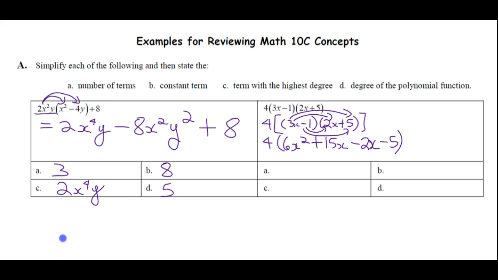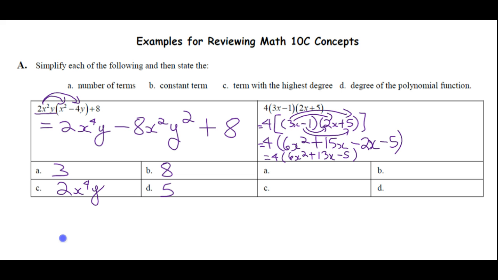Okay, what do we do next? So now, do we have any like terms? You can answer yes this time. Yes, we do. What are they? The 15x and the minus 2x. So we can collect like terms, right? So that equals 4 times 6x squared plus 13x minus 5.